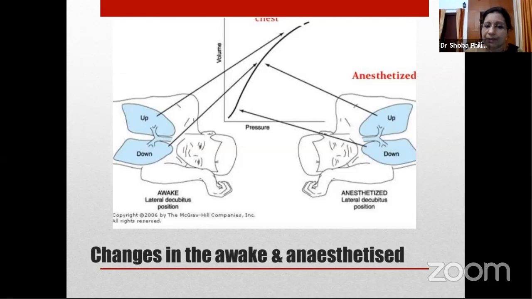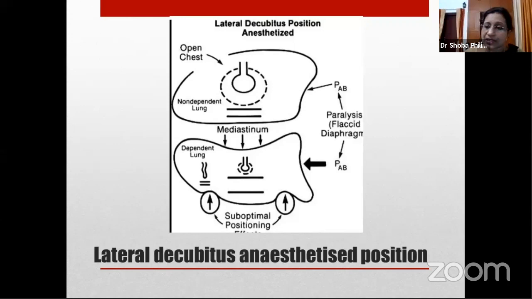The same patient is in the anesthetized, lateral decubitus position, and with an open chest, like in thoracic surgery. What happens to the non-dependent lung? Here the ventilation is quite good, but there is an open chest. And what happens to the dependent lung? The dependent lung has better perfusion, but there is also the effect of gravity and the compression by the mediastinal structures causing suboptimal positioning. So the dependent lung will have less ventilation.